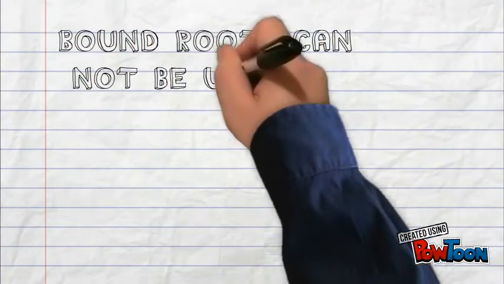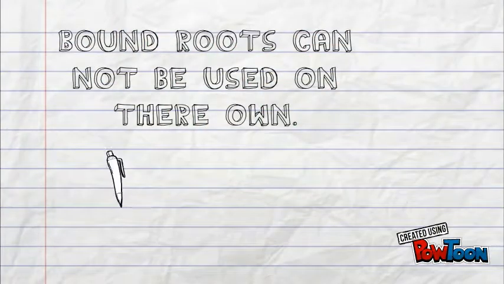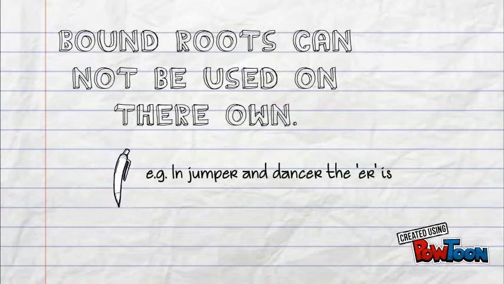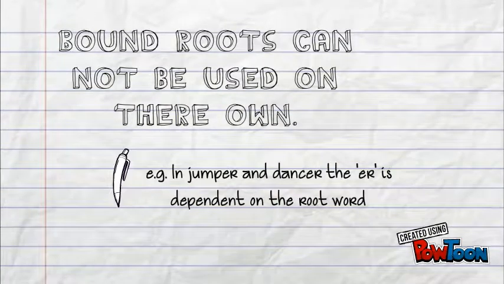Bound roots can't be used by themselves. For example, in the words jumper and dancer, the bound root of ER is dependent on the rest of the word.